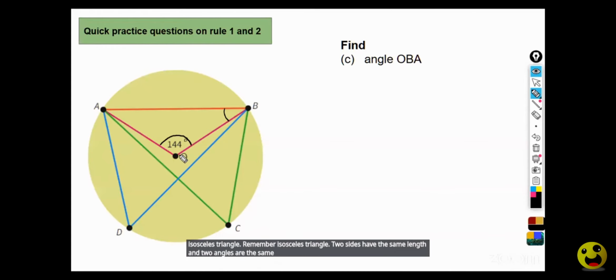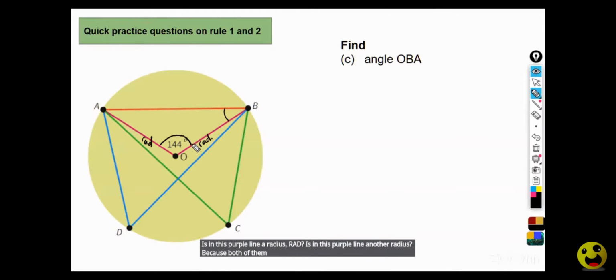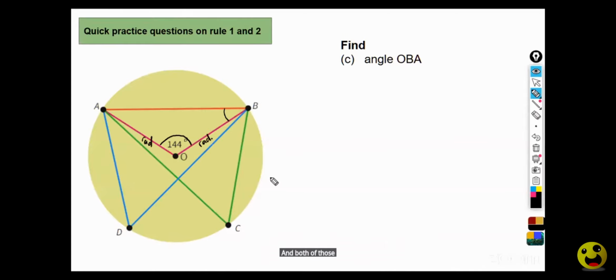Tell me something. Are these two purple lines the same length? Isn't this purple line a radius? Isn't this purple line another radius? Both of them start at the center and go towards the circumference, and both would have the same length, because they are two radii of the same circle, right? So if here is 10 centimeters, then here is also 10 centimeters.